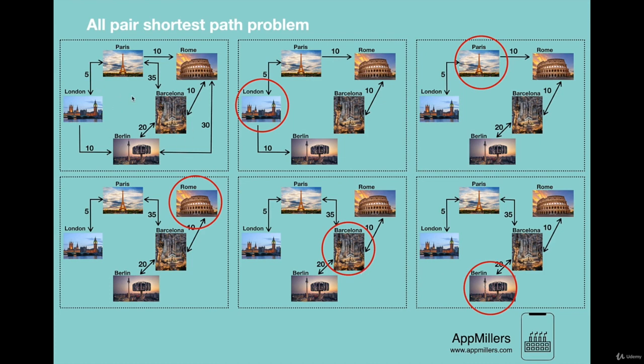If you look at this example, you see that we have 5 cities. So we have run the single source shortest path algorithm 5 times. First we ran it for London, then Paris, then Rome, then Barcelona, then Berlin. If we count them, you see that it is 5 times.